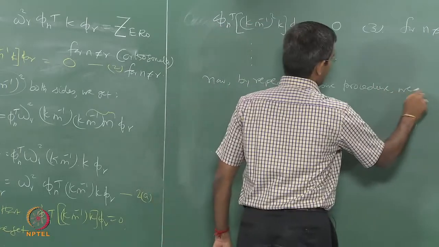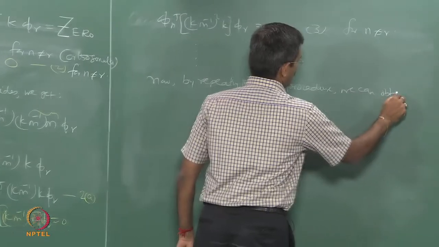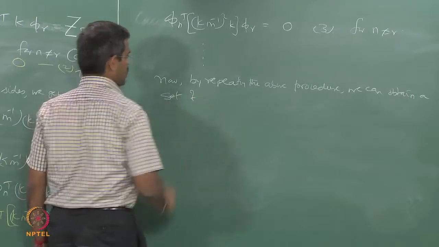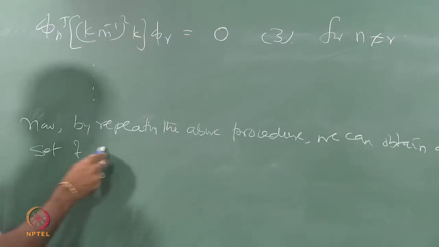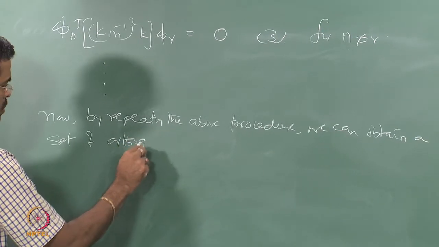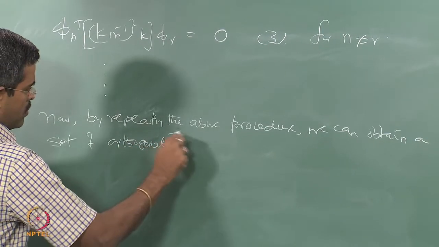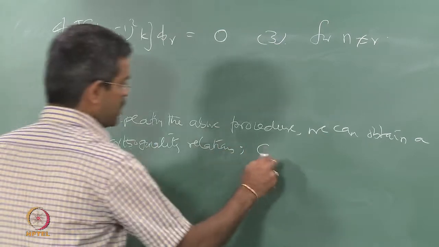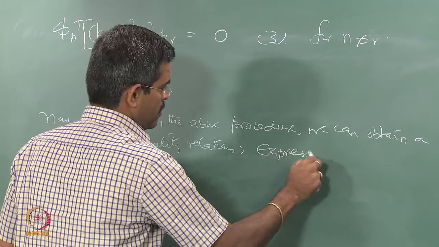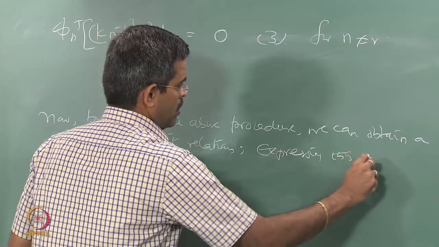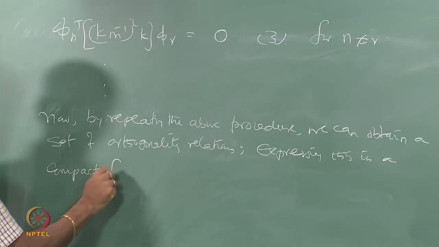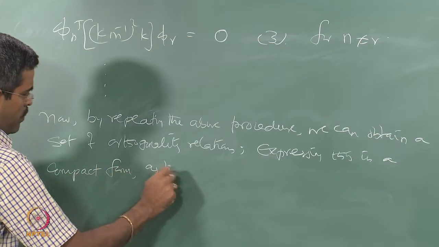We can obtain a set of orthogonality relations, expressing this in a compact form as below.